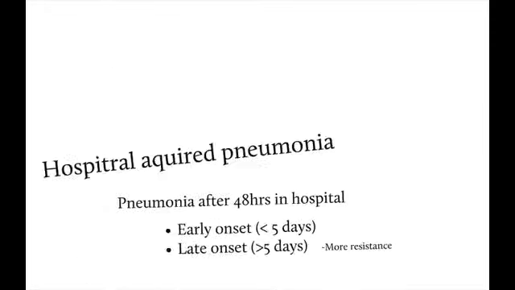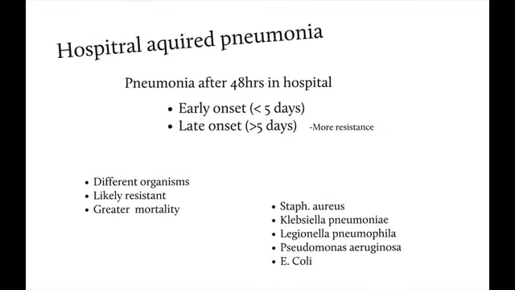Hospital-acquired pneumonia is defined as a pneumonia after 48 hours in hospital, and this can be classified further into early and late onset, and the cut-off there is 5 days. So early if they've been in less than 5 days, late if it's over 5 days. The reason we make this distinction is because there are different organisms in hospitals that cause pneumonia. They're likely to be more resistant to medications we usually use, and they're associated with a greater mortality. Late hospital-acquired pneumonias are again associated with more resistant bugs, and we need to treat them with different antibiotics.